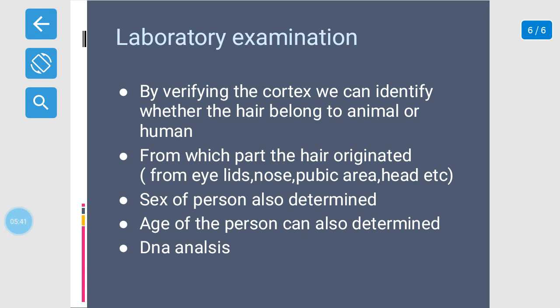The sex of a person, whether male or female, can also be understood from the laboratory examination of hair. We can also identify the age of the person. DNA can also be extracted from the hair, and it will lead to the individualization or identification of the person. That is also very vital in the investigation of a crime. So these are the things when we talk about the examination of hair in the scientific investigation of a crime.